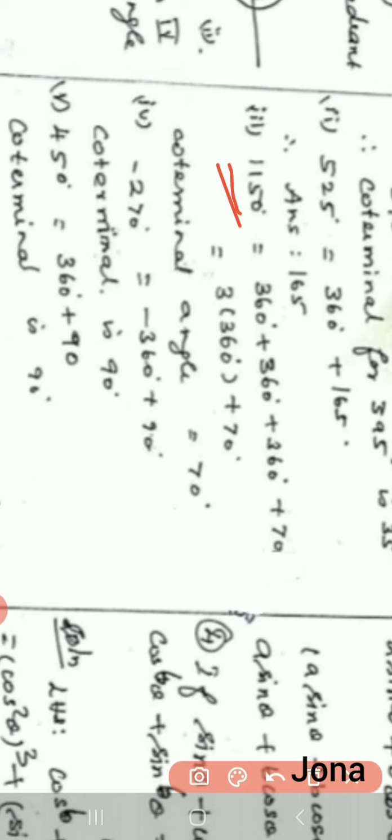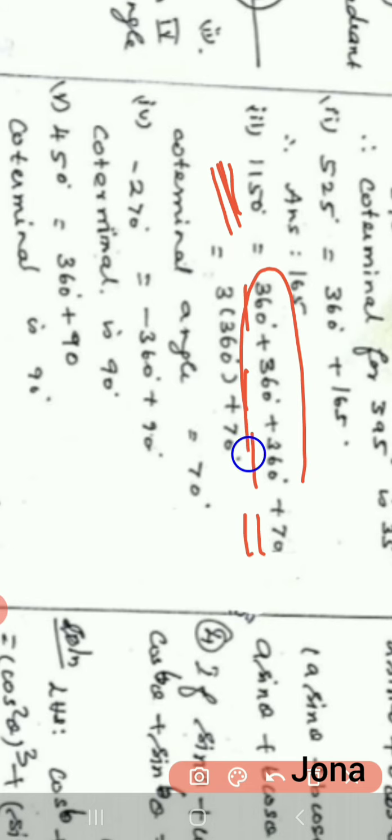Okay, next problem, 1150. In this 1150, how many 360s are there? 2 360s are there, plus this 70 is also there. How many times will it be there? 3 times. So 3 into 360 plus 70 degree. This 70 degree is called the coterminal angle of 1150.